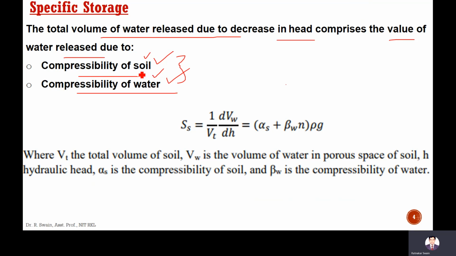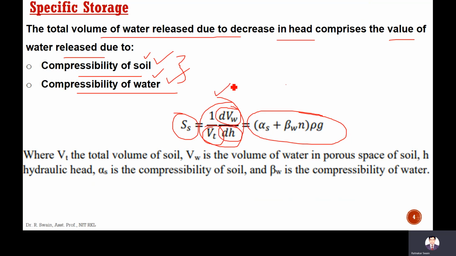Considering the compressibility of soil and water, this equation is derived. The derivation is not required at this particular time. Mathematically, we can express specific storage as 1 by total volume into dVW by dH. Here dVW is the volume of water in the porous media that is released, and the total volume of the aquifer is divided by dH, that is per unit change in head.